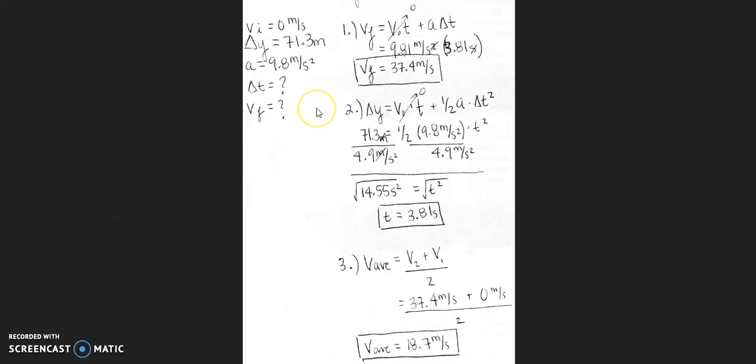So according to the information given to us in this question, the lead shots start from rest, so that means the initial velocity is 0 meters per second. The height of the building is 71.3 meters, so that means the change in y, or the height of the building, is 71.3 meters. And they are in free fall when they are dropped at the top of the building, so the acceleration of the lead shots is 9.8 meters per second squared.